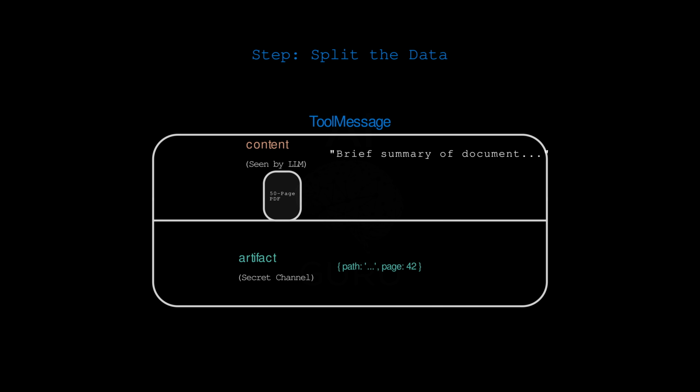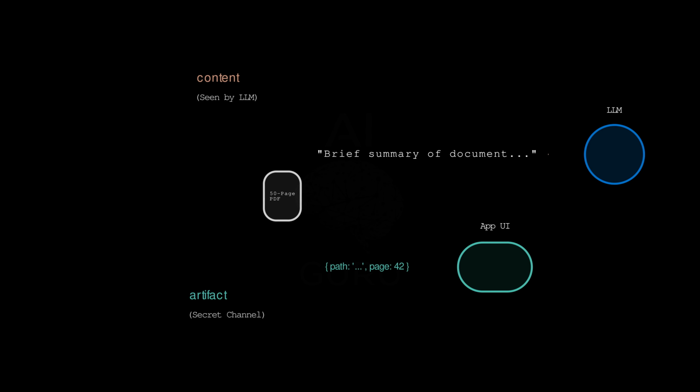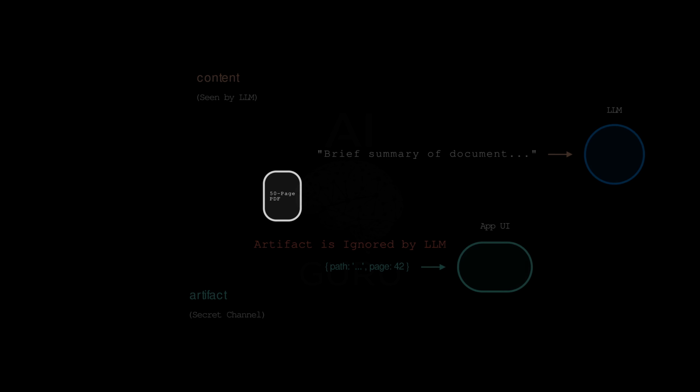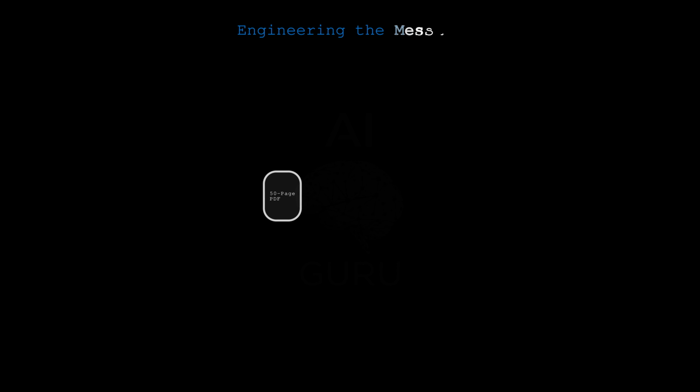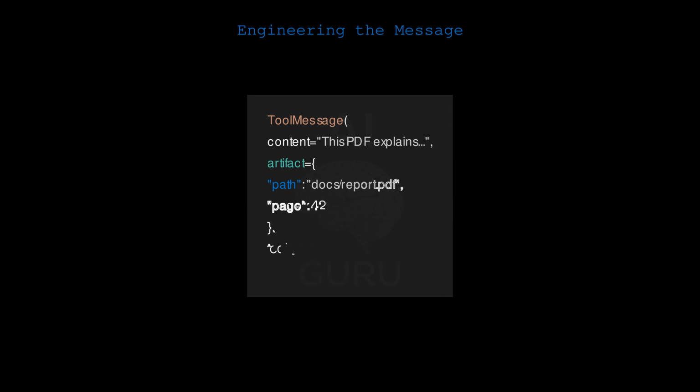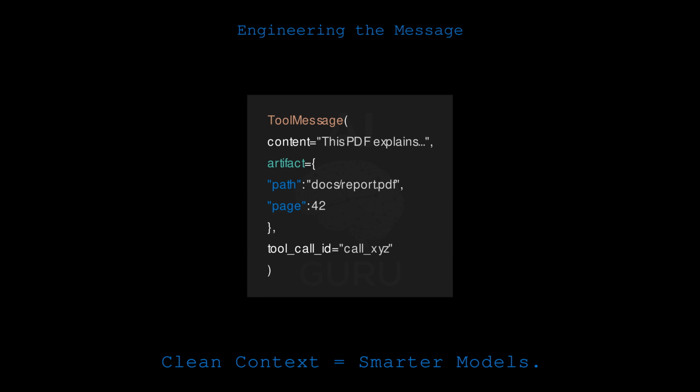Right, so you split it. You put the text summary in the content field, that's for the AI. You put the raw file path and the metadata in the artifact field. The model ignores the artifact entirely. It's a secret channel just for your application code. Wow. It passes data through the message history without confusing the bot. That is extremely useful. It keeps the context clean. And clean context means smarter models.